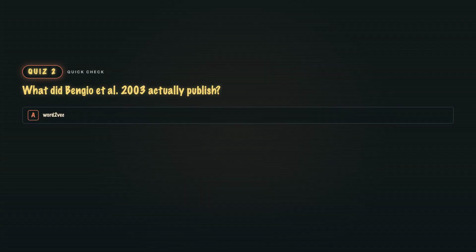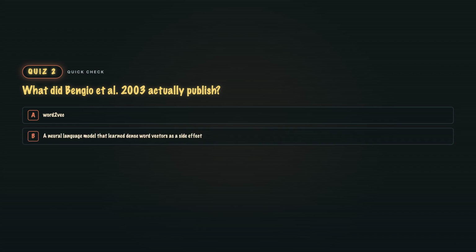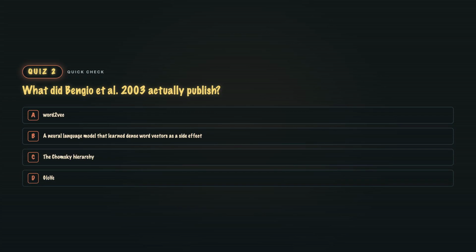Quiz 2. What did Bengio et al. 2003 actually publish? A, Word2Vec. B, a neural language model that learned dense word vectors as a side effect. C, the Chomsky hierarchy. Or D, GloVe.